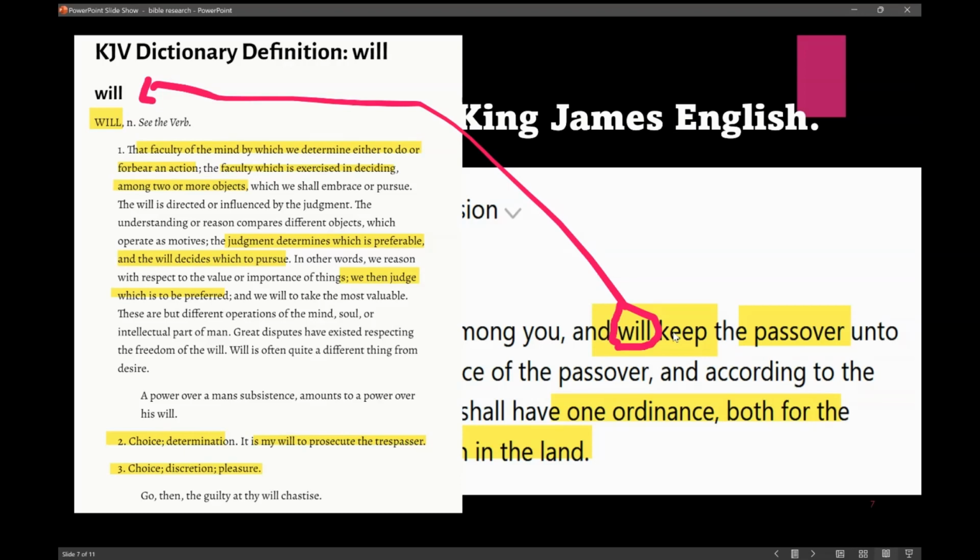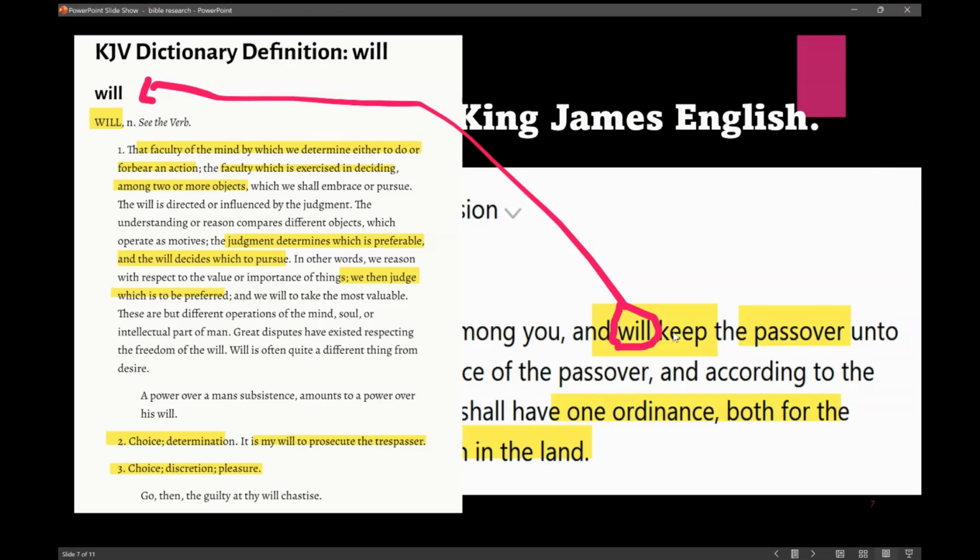Number 1, will: that faculty of mind by which we determine either to do or forbear an action. Okay, it's your will. The faculty which is exercised in deciding among two or more objects. The judgment determines which is preferable, and the will decides which to pursue. It's a decision, it's a choice, right? In other words, we reason with respect to the value or importance of things. We then judge which is to be preferred. So we can decide, do we want to do it or not do it? We can prefer it or not prefer it. It's our choice.